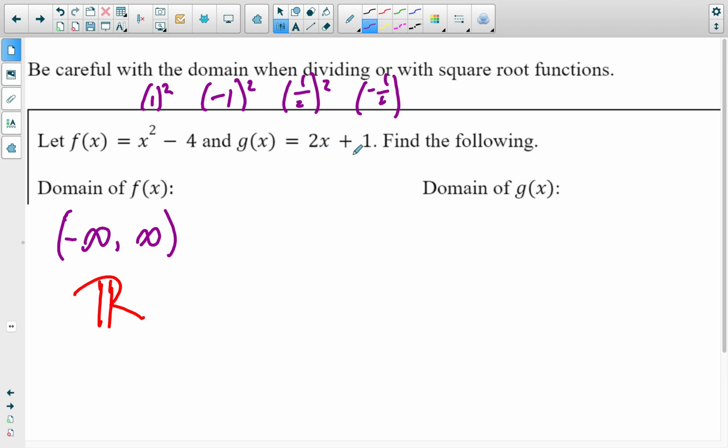Domain of g of x, so 2x plus 1 right here. We can take any real number and plug it in for x there. So again, we're going to have all real numbers from negative infinity to positive infinity. Remember, we want to put parentheses around both of those, and we want to put a comma in between them.